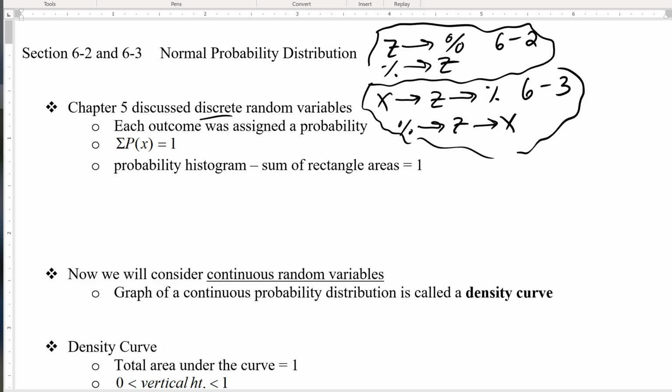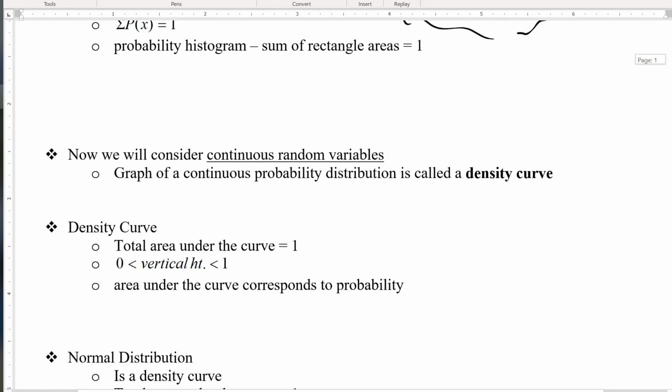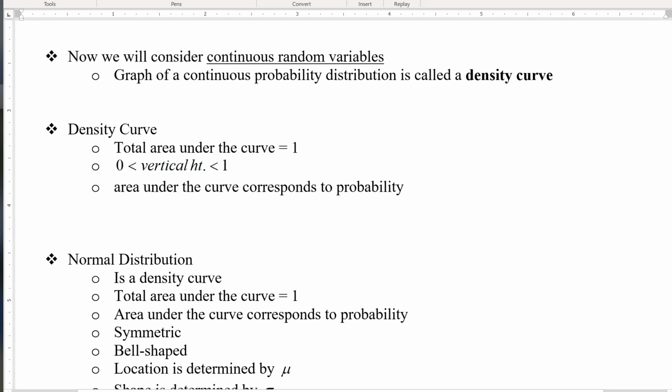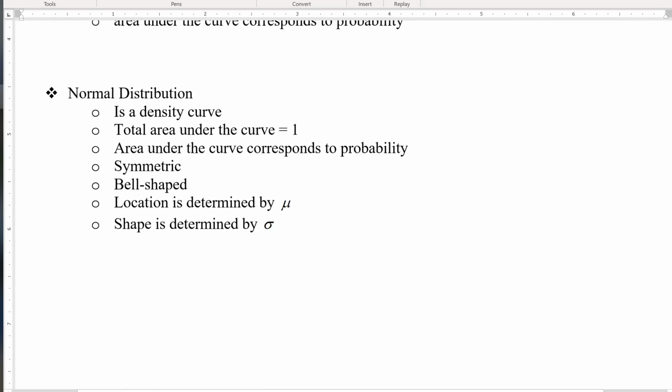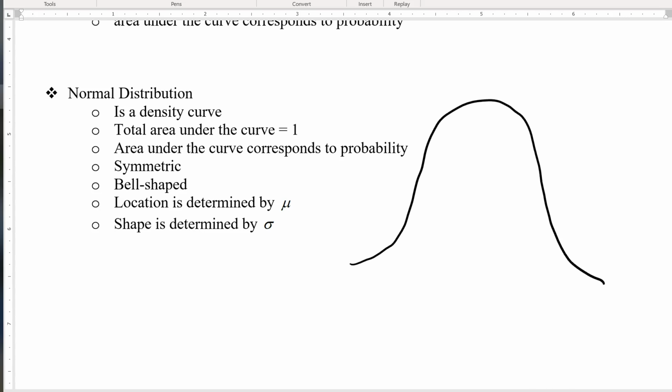Well, in Chapter 6, what we're going to be doing is looking at continuous random variables. So a couple ways of doing this, but we call it a density curve. The idea is that the total area under this curve is 1, and if I was to literally calculate the area, it would all add up to 1. Specifically, we'll be looking mostly at a normal distribution. So normal distribution is a type of density curve. Okay. So you would have your normal distribution, right?